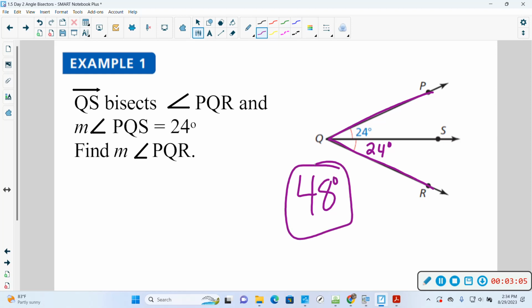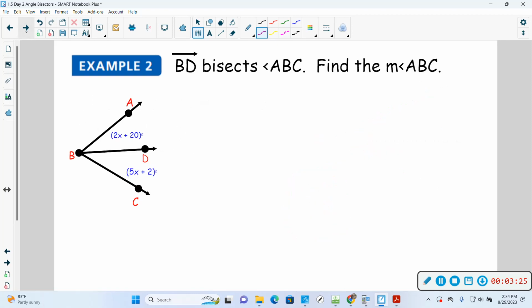Short, sweet, easy. So a couple things just to point out to you, because you know we love the vocabulary in here. Bisect made them congruent. That's why I copied down the 24. And I used, let's get technical here, angle addition postulate. I added them up to get the 48. Just, you know, trying to help the vocabulary as best we can.